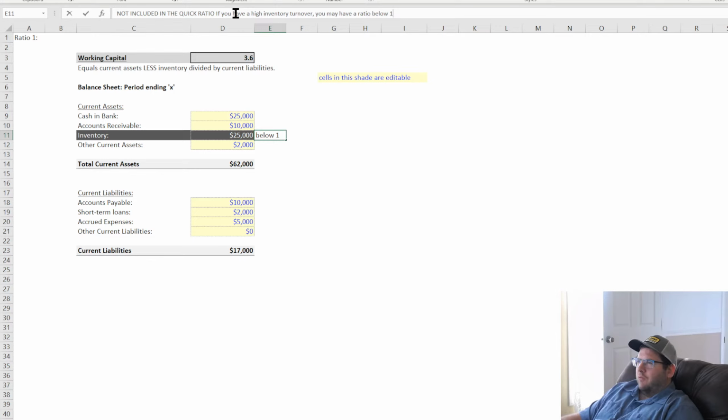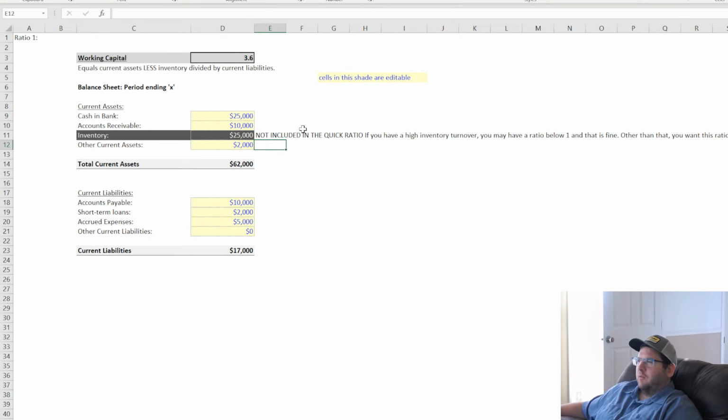So that is fine. So here we don't include, so minus this. So same ratio as working capital, but we're not including inventory.